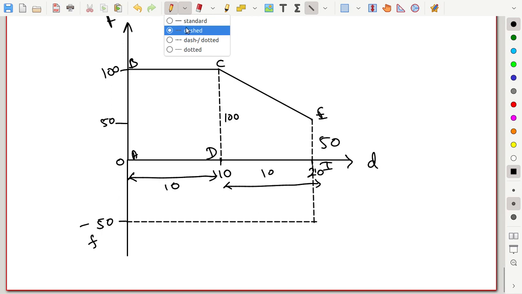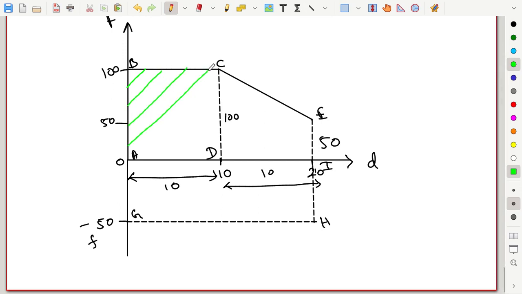So let this point be G and this point be H. So this is G and H. So the work done by the woman is this entire area. Let me mark it with the red color, or we can use green. So this is the work done by the woman, this area.